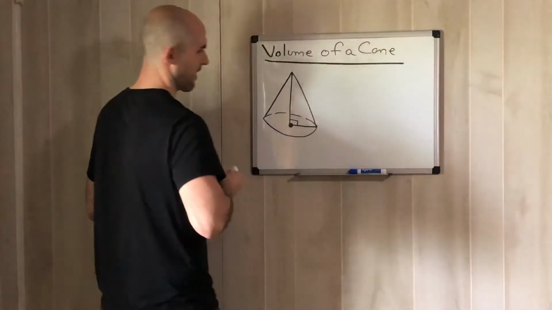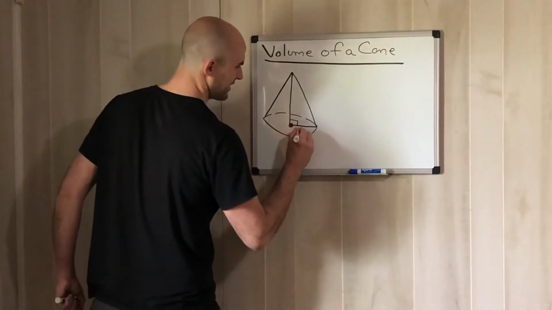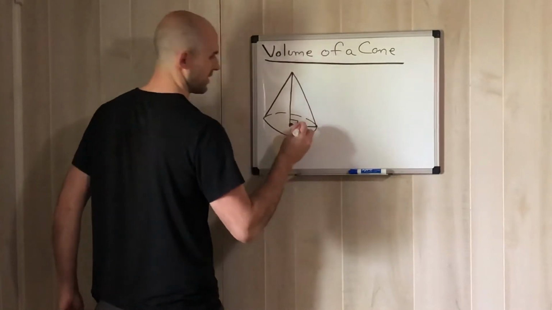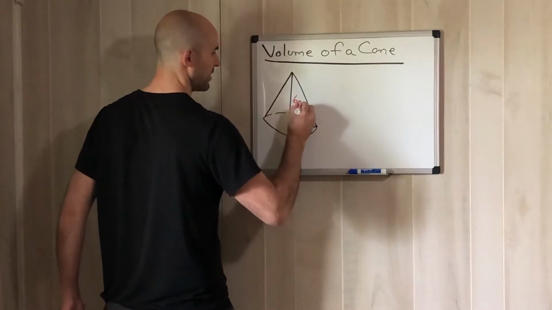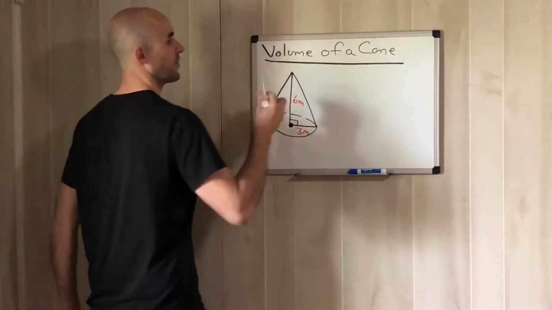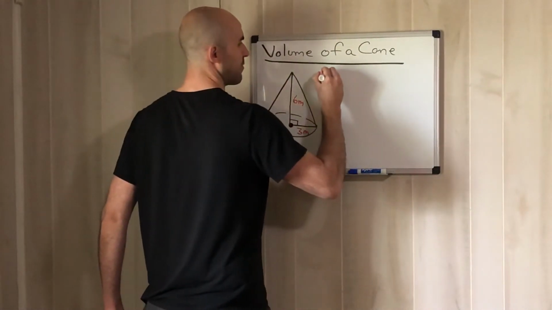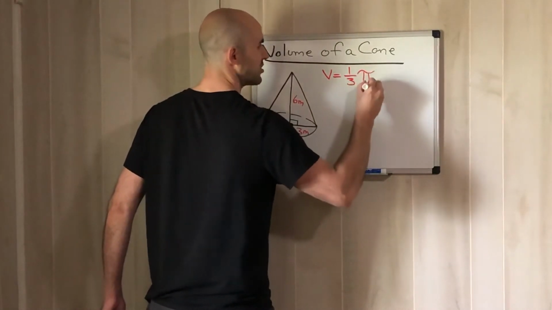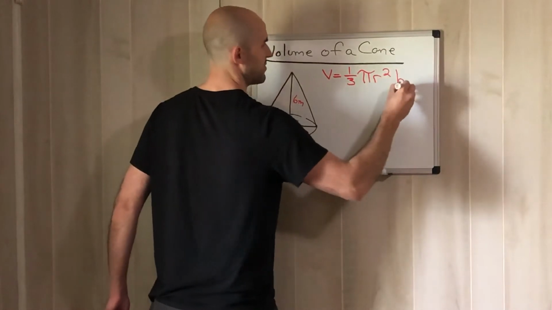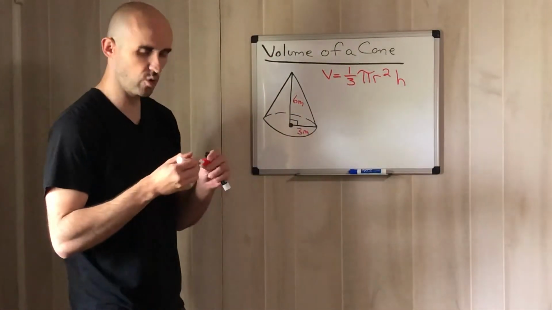So let's say now that we have this cone, and let's say that the radius is 3 meters. And let's say that the height itself is going to be 6 meters. So we have the formula for the volume of a cone, which is going to be 1/3 pi r squared times height, right? And now it's just substituting what we know.